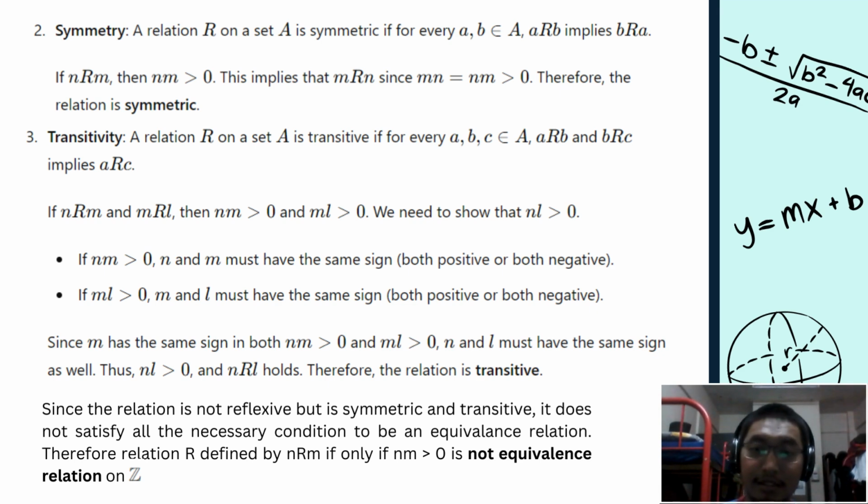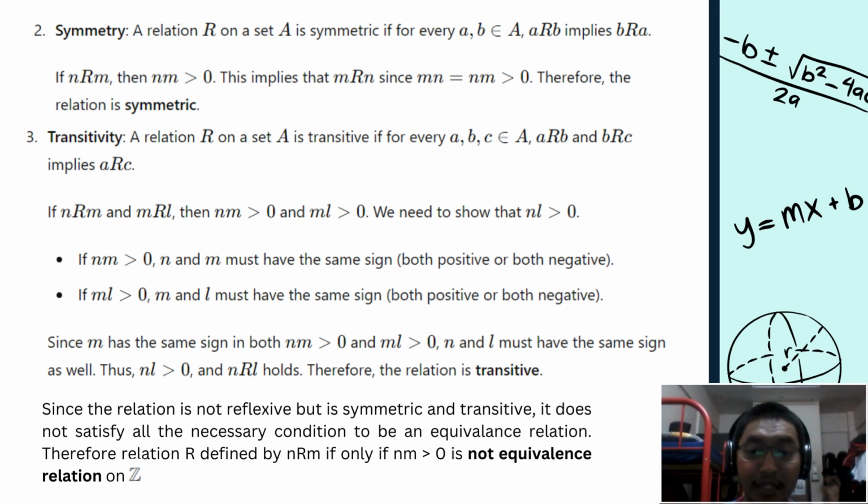The third one is transitivity. A relation R on a set A is transitive if for every a, b, c element of A, a relation b and b relation c implies a relation c. For example, if n relation m and m relation l, then nm greater than 0 and ml greater than 0, we need to show that nl greater than 0.